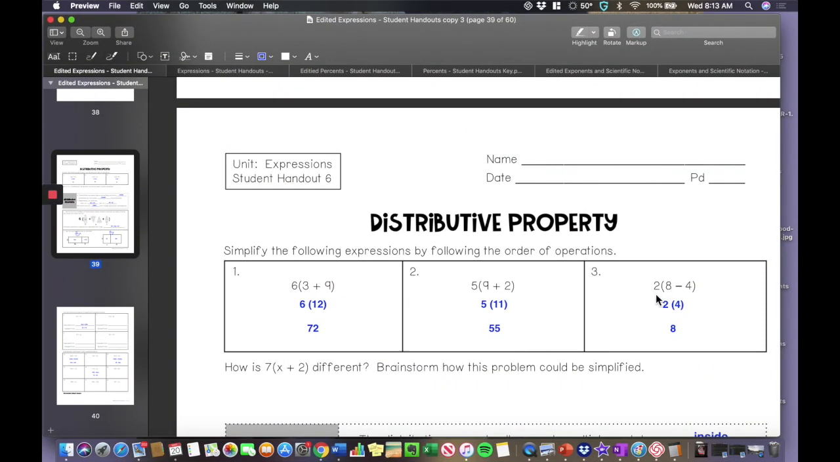For number 3, I have 2 being multiplied by the difference of 8 and 4. 8 take away 4 is 4. 2 times 4 is 8.